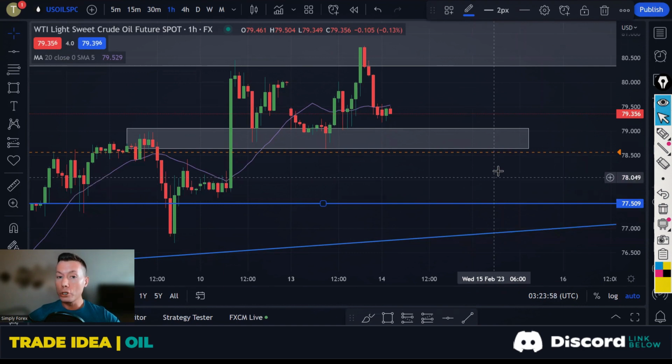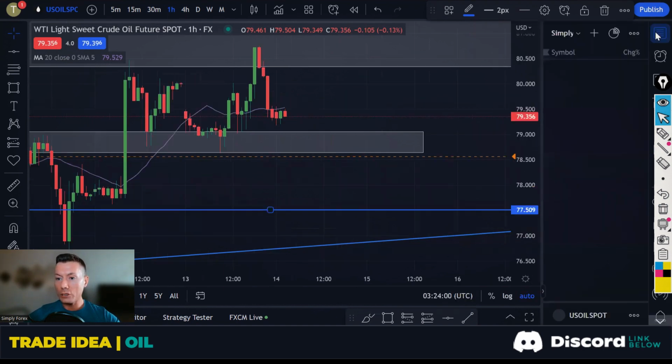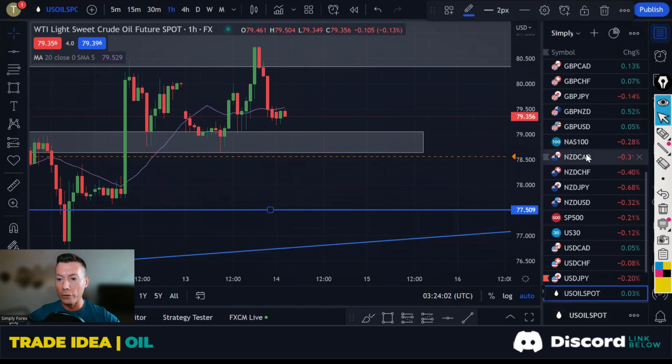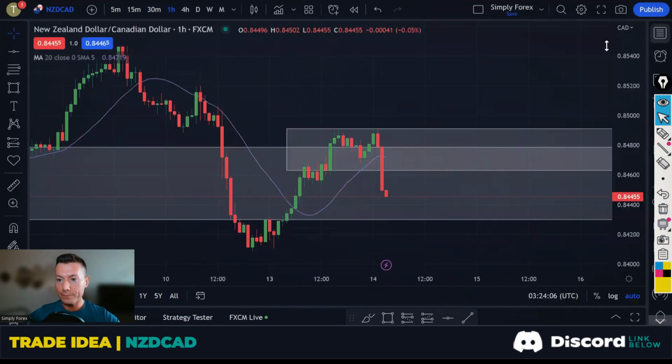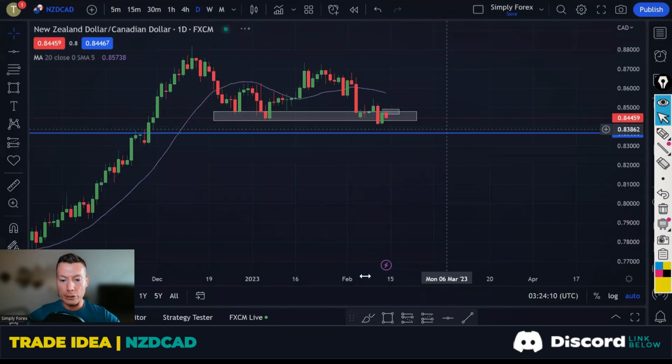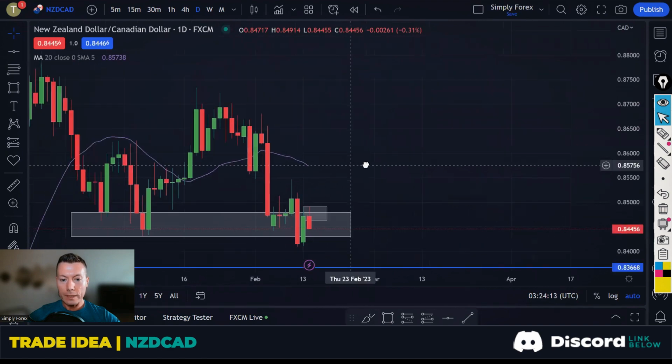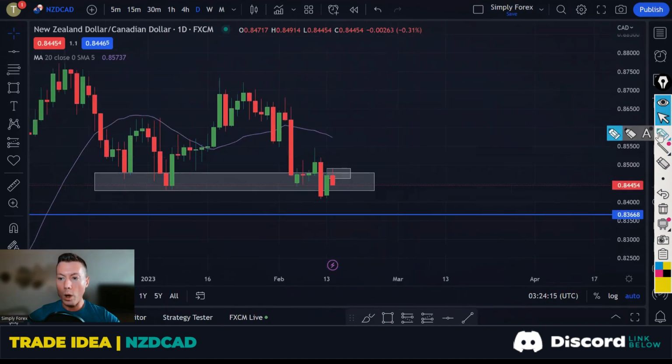Okay, so oil, we're looking to short this pair if that happens. The next trade idea, and a bit of deja vu from yesterday, is the New Zealand dollar, Canadian dollar. It's looking like a good trade right now. But let's look at the day chart, guys. So we're looking to short this pair. Why? Because we are breaking lower.